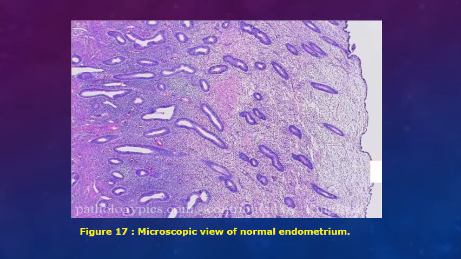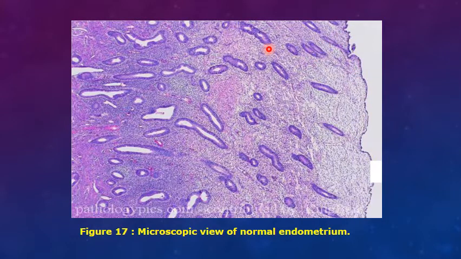This is a microscopical view of the normal endometrium. I would like you to see and remember this picture very well, because we are coming to the pictures later on which show the hyperplastic uterus, in order to compare the normal endometrium with the abnormal-looking hyperplastic endometrium. This is the endometrial surface epithelium.